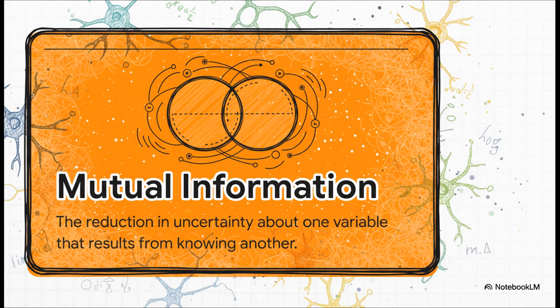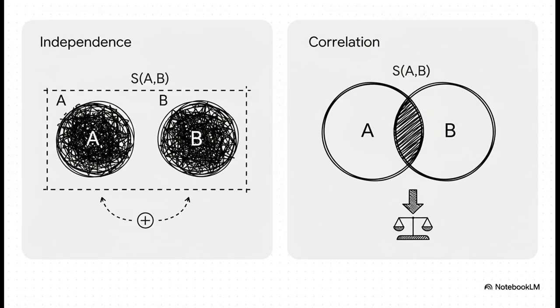They share it. So here's the key takeaway, the really crucial point. When two things are totally independent, the total uncertainty is just, you add them up, A's uncertainty plus B's uncertainty. Simple. But when they're correlated, when they share information, the total uncertainty of the pair is less than the sum of its parts. That overlap, that shared info, makes the whole system more predictable than you'd otherwise expect.